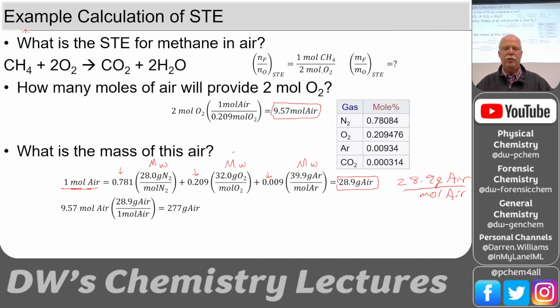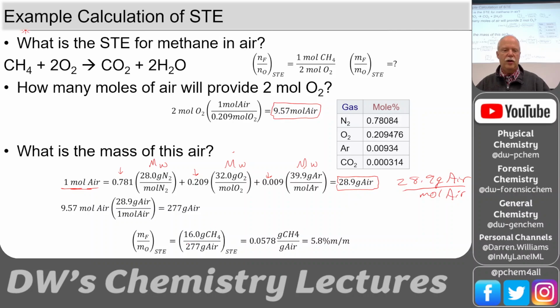So if I need 9.58 moles of air, I multiply by that conversion factor, and I get 277 grams of air, which would contain the 2 moles of oxygen that I need for the stoichiometric amount to burn methane. And so here's our stoichiometric amount, 16 grams of methane, which is 1 mole, divided by 277 grams of air. And so we get this 5.8% by mass of methane in air. So that's the perfect stoichiometric amount of methane in air.